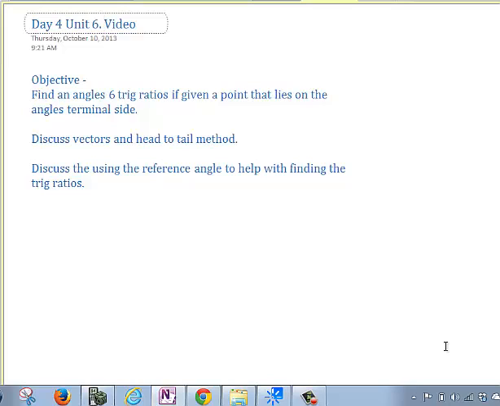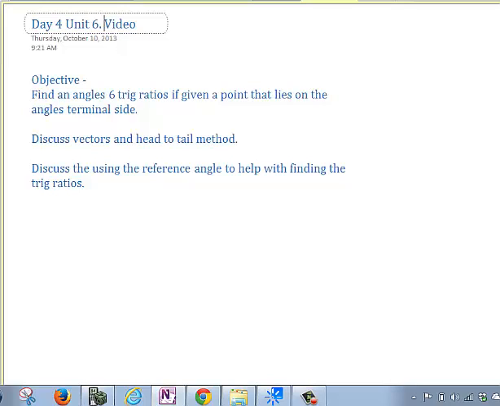In this video, we're going to go over a special type of problem that you'll find on college entrance exams when you don't have a calculator. Also, these are classic questions that we like to ask as pre-calculus teachers to see if you can find the 6 trig ratios if you're given a point that lies on the angle's terminal side. So we're going to practice this problem. I'm going to instruct you how to do it.